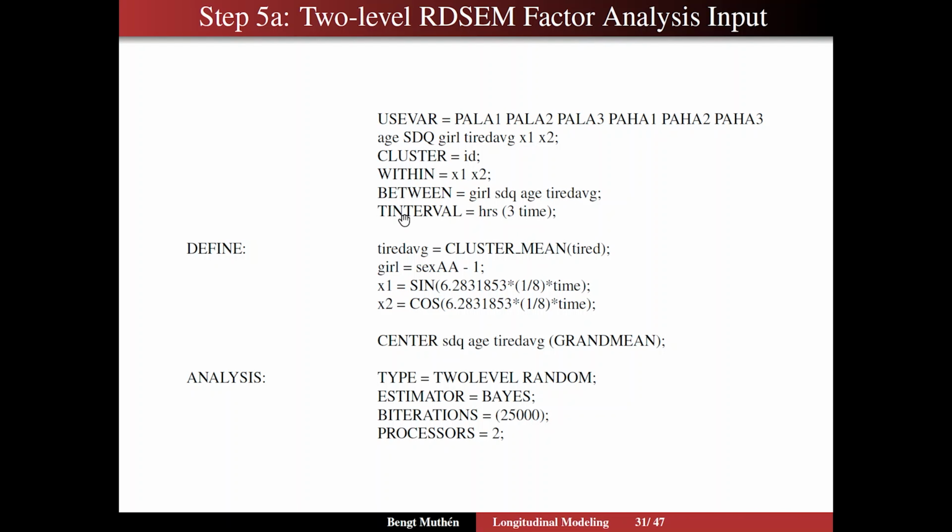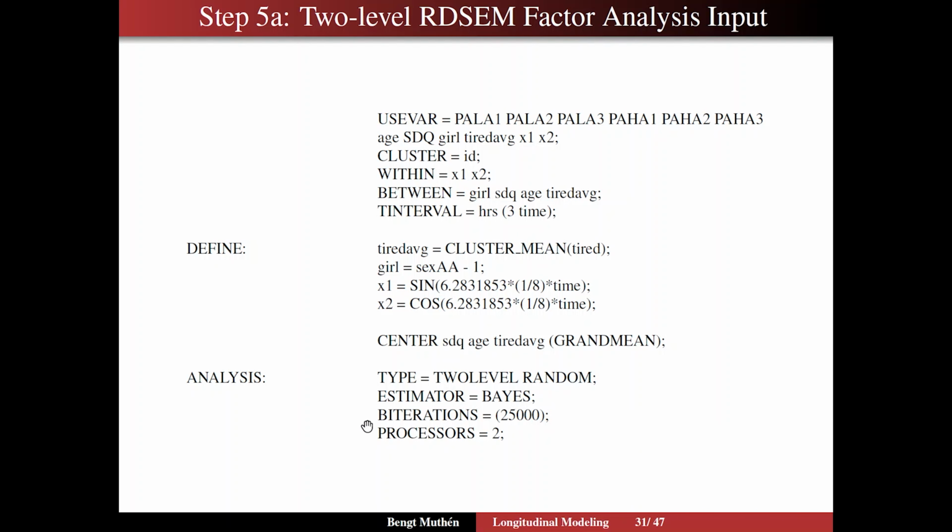T interval does not change. And here we create an average of tiredness. That's a cluster mean, so we average across the time points and get a cluster mean variable. And we also designate girl as being the dummy variable of interest, x1 and x2 is the same. And then we center the covariates by grand mean centering to simplify the interpretation a tiny bit. Then we have two-level random here. We have to add random because we're going to have random effects.